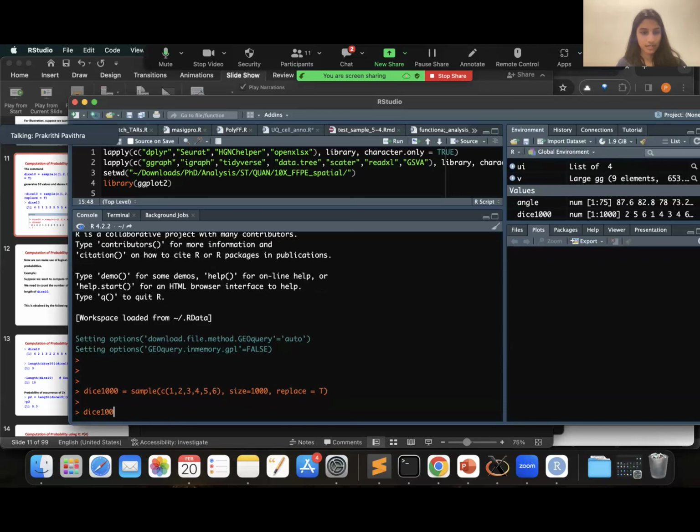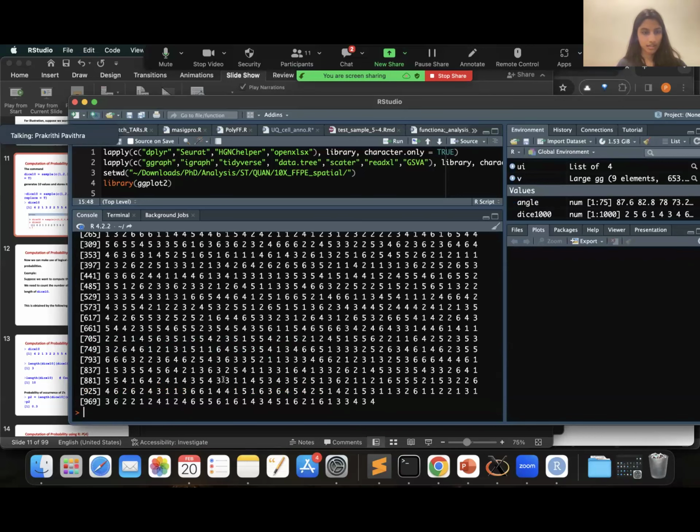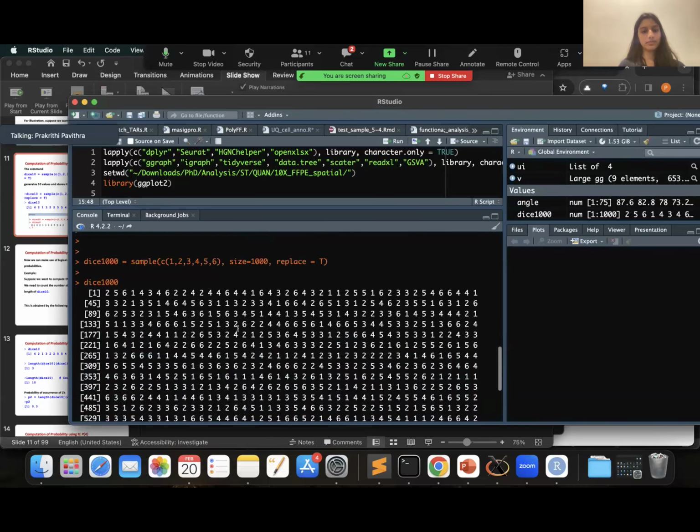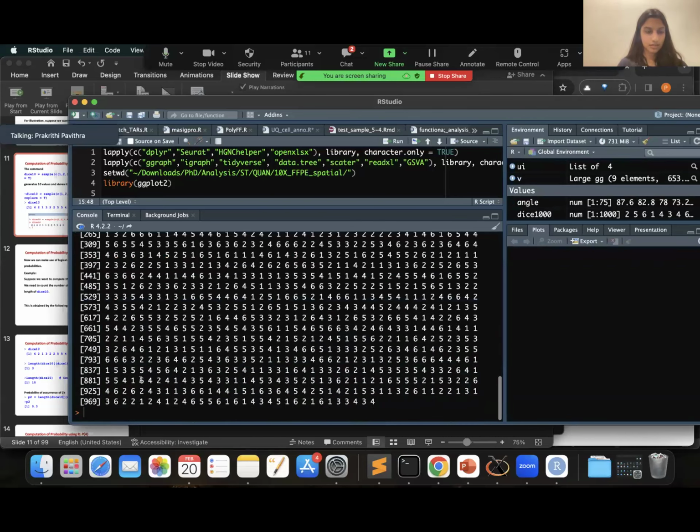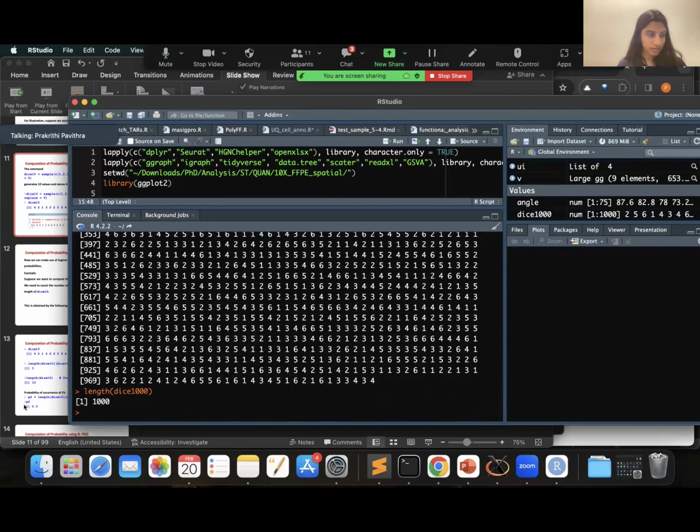If you look at dice1000, it'll have 1000 values, numbers 1 to 6. Now let's count the occurrence of 2. First, what is the length of dice1000? It is 1000.